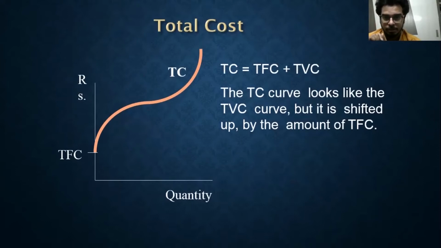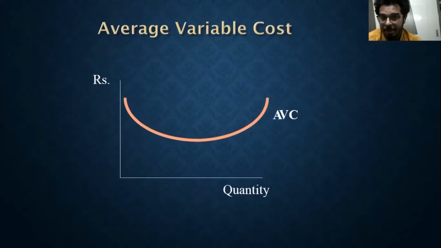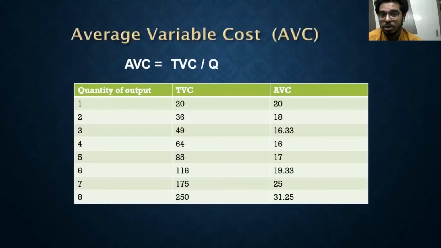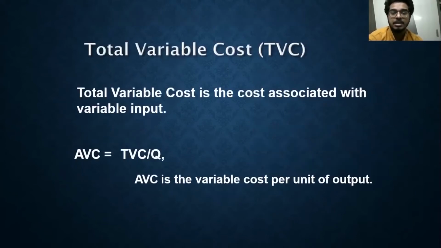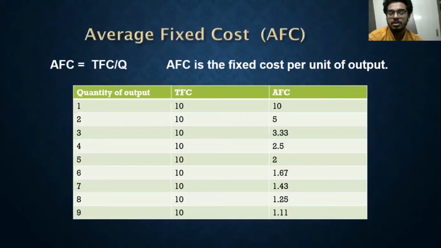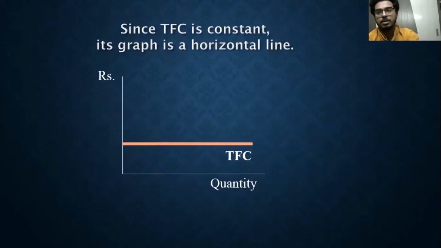If you remember, I will take you again to the total variable cost curve. It starts from the origin. If my variable input is zero, the difference between fixed cost and variable cost is that even if my output is zero, I need to pay my fixed cost. That is why it is never zero. It is constant, even if my quantity of output is zero.